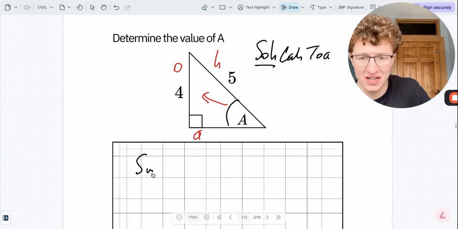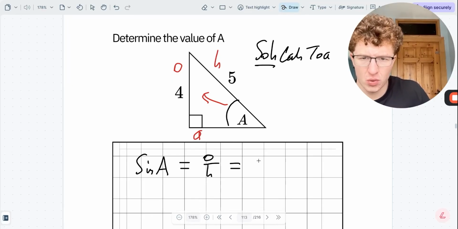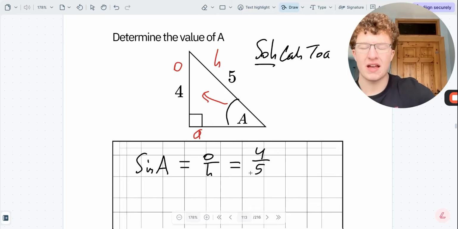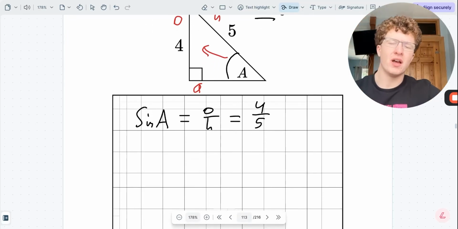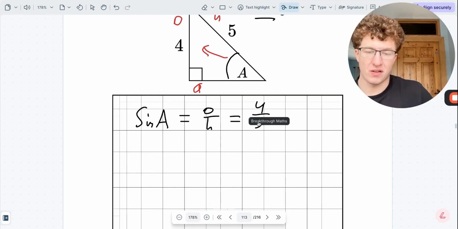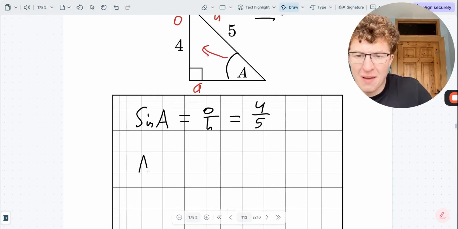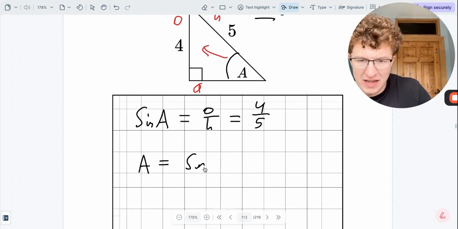So we're going to be using sine. Sine of A is equal to O over H. O is 4 and H is 5. Now this is the tricky part. We have the sine of A is 4 over 5. That means that A is going to be the inverse sine of 4 over 5.